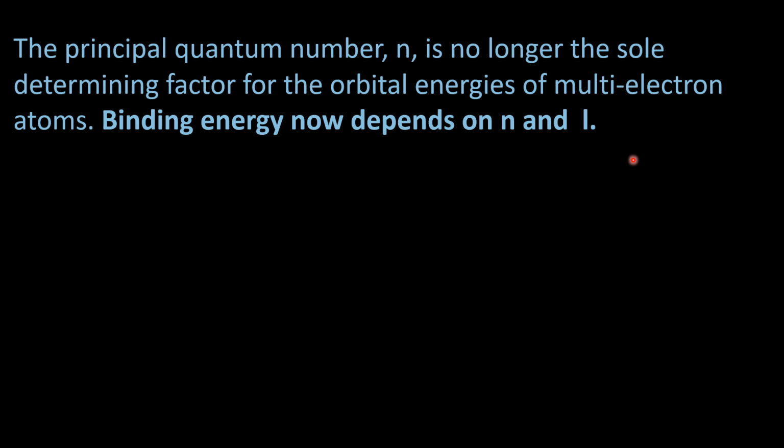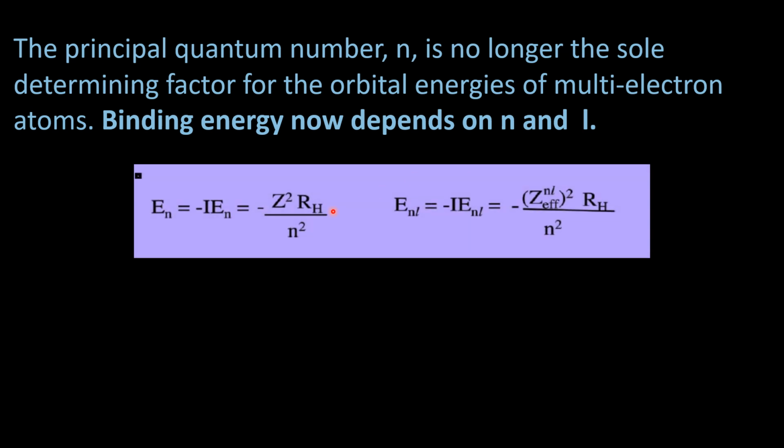So it means that now the orbital quantum number matters. How does it matter? Have a look at the equation for binding energy. This is for a one-electron atom. The binding energy for a one-electron atom is equal to minus the ionization energy, and it is equal to minus Z squared, where Z is the atomic number, times the Rydberg constant R_H over n squared.